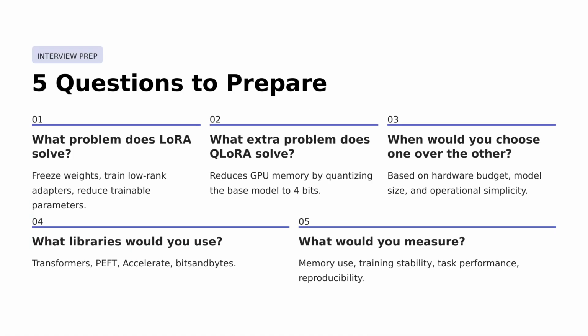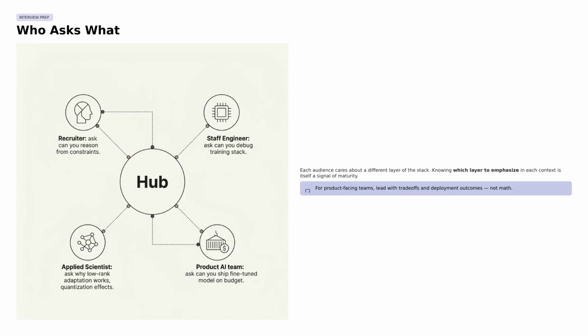Here are 5 interview questions to be ready for. First, what problem does LoRA solve? It freezes the main model weights and trains small low-rank adapters, which cuts the number of trainable parameters. Second, QLoRA goes further by quantizing the base model to 4-bit, reducing GPU memory. You'd choose between them based on hardware, model size, and simplicity. Be ready to mention transformers, PEFT, accelerate, and bitsandbytes, and to measure memory, stability, performance, and reproducibility.